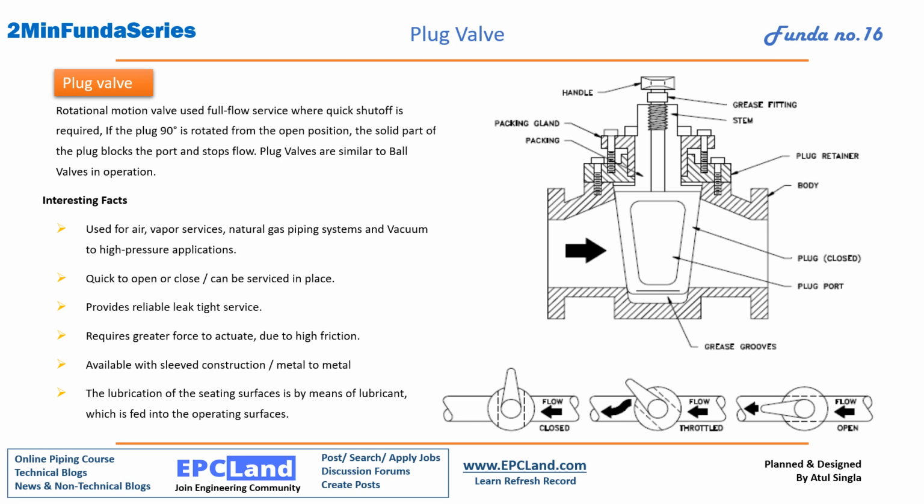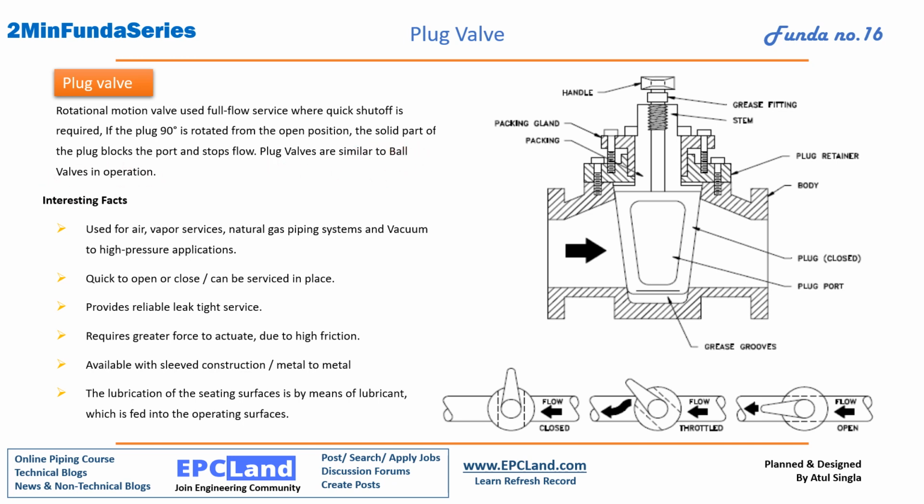And if you see, these are the plug valves. Rotational motion valve used for full flow service where quick shut off is required. As we have discussed in the ball valve, if the plug is rotated 90° from open position, the solid part of the plug blocks the port and stops flow. This is similar to ball valve operation.